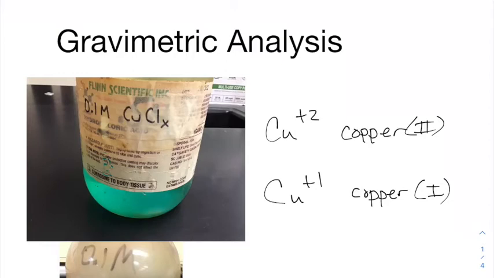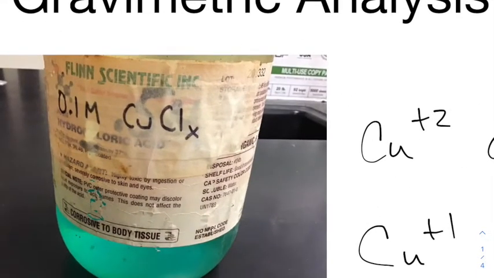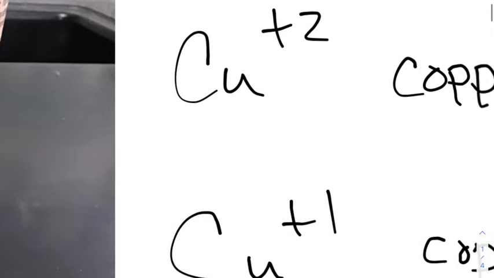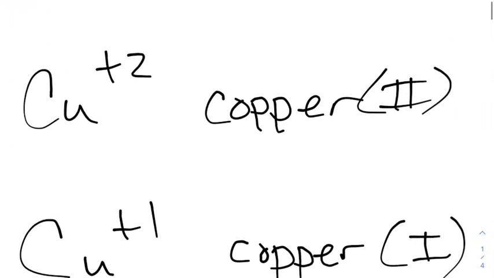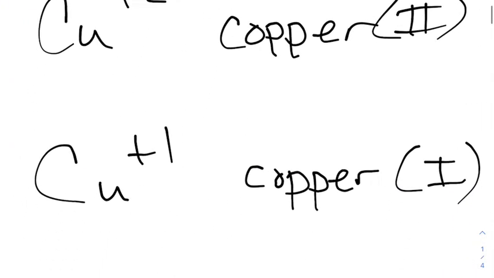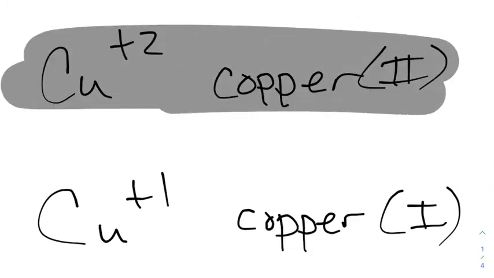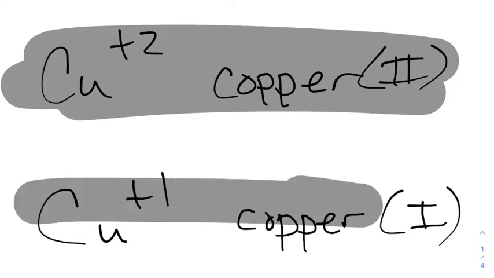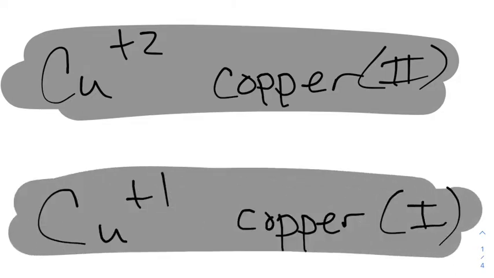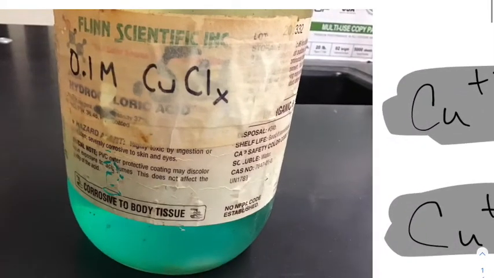Welcome to gravimetric analysis. Today we have an unknown solution of a copper chloride solution. Copper, if you don't already know, comes in two different varieties. It either comes as the +2 ion, which is the more common of them, or the +1 ion. Right now, we don't know which one this solution is. It's either copper +2 or copper +1. I'm not telling you which one it is, but we can figure it out using chemistry.